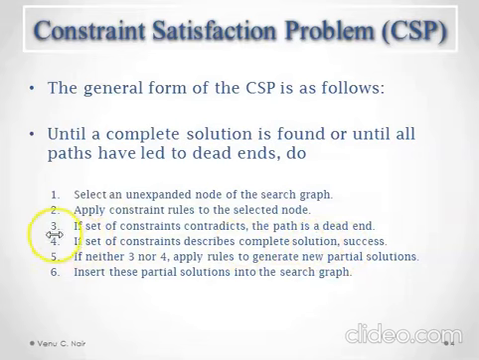In neither of these cases, if 3 is not followed or 4 is not followed, we have to apply the rules to generate a new state. So we are not ending up with a dead end, or we are not ending up with the goal state. We have to repeat these steps, applying these conditions or constraints over the current state. So these steps are repeated again and again until one of these, either step 3 or step 4, is reached.